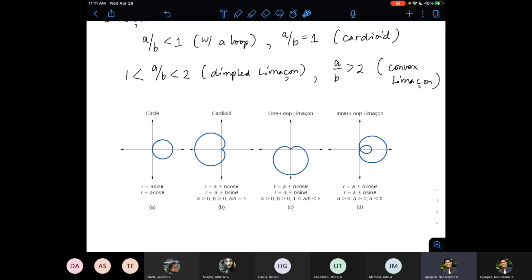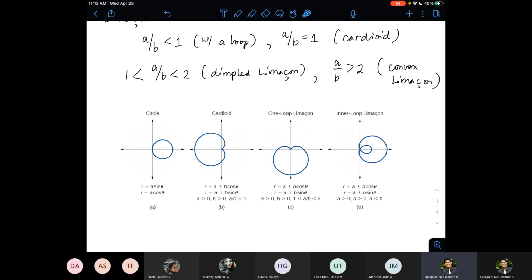If a over b is equal to 1, we are just poking one part of a circle with just enough force to draw a heart-shaped graph. If a over b is between 1 and 2, you're poking it with a little bit more force that causes it to have a dimple.